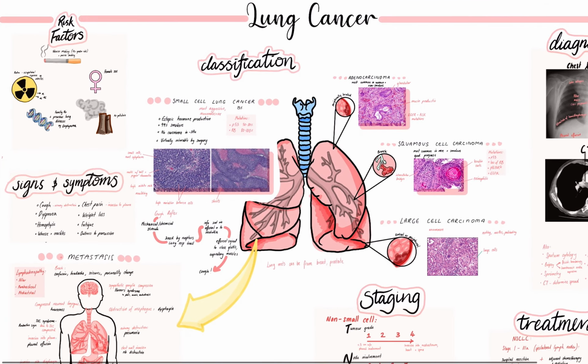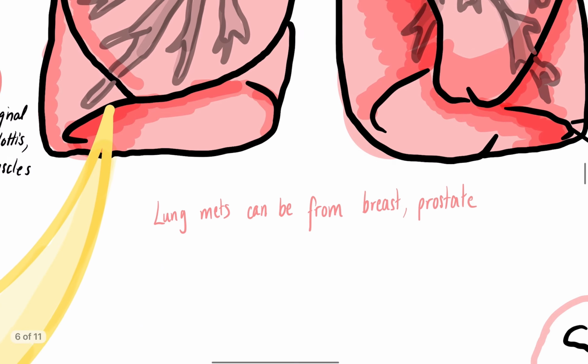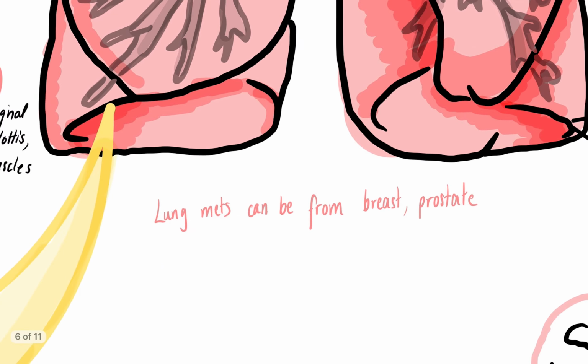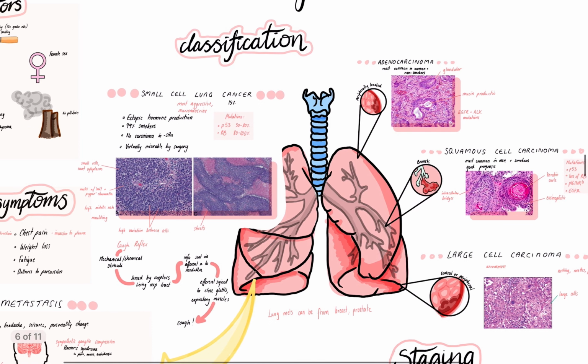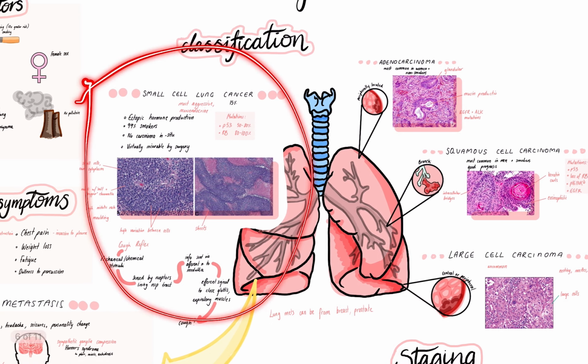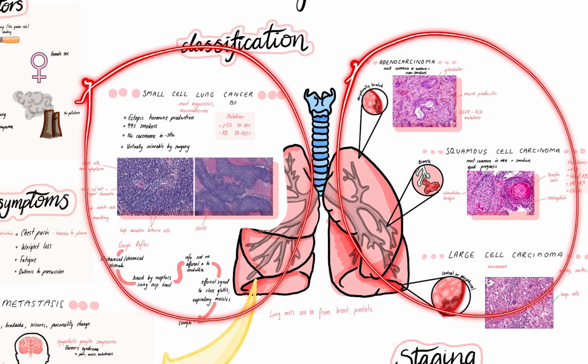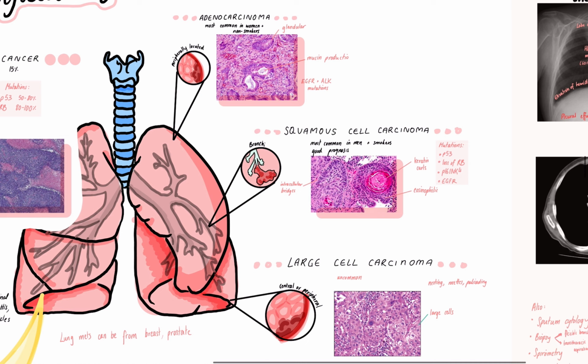Okay, so now I'm going to go through the classification of lung cancer, and note here that I'm talking about primary tumors or primary cancers, as opposed to secondary lung cancers, which can result as metastases from cancers in the breast or the prostate. So lung cancers can be divided into two subcategories: small cell lung cancers and non-small cell lung cancers. Starting with non-small cell lung cancers, which have better prognoses, we have three main types.